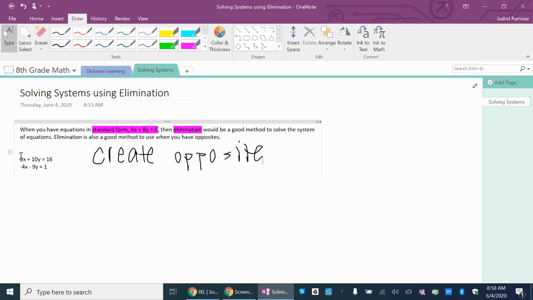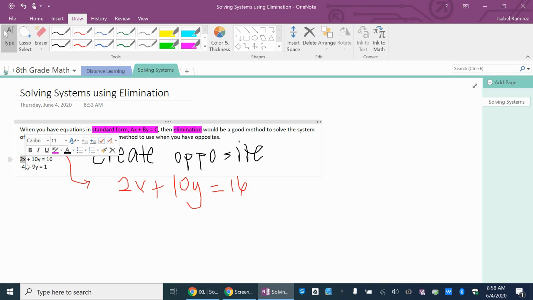And if you notice, the x's, we have positive 2x and then we have negative 4x. If I could just turn this 2x into a positive 4x, then it would cancel out with the negative 4x. So what I am going to do is take this first equation, 2x plus 10y equals 16. And again, remember that my goal is to convert this 2x into a 4x, so that we have opposites with negative 4x and they will cancel out, they will eliminate. So in order to change 2x to 4x, we have to multiply by 2.